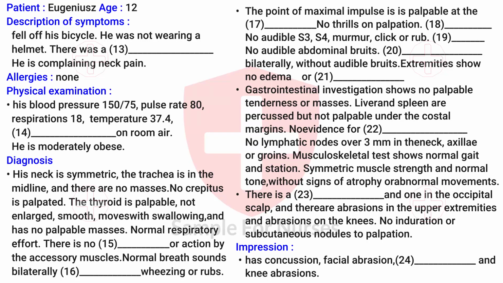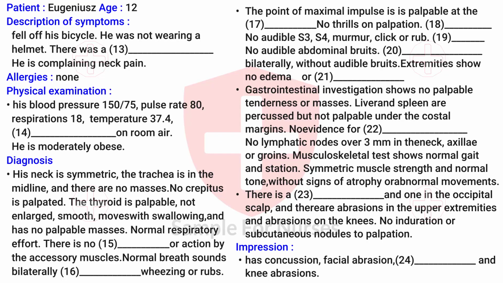Extremities show no edema or varicosities. Gastrointestinal investigation shows no palpable tenderness or masses. Liver and spleen are percussed, but not palpable under the costal margins. No evidence for umbilical or groin hernia. No lymphatic nodes over 3 mm in the neck, axilla, or groins. Musculoskeletal test shows normal gait and station, symmetric muscle strength and normal tone without signs of atrophy or abnormal movements.